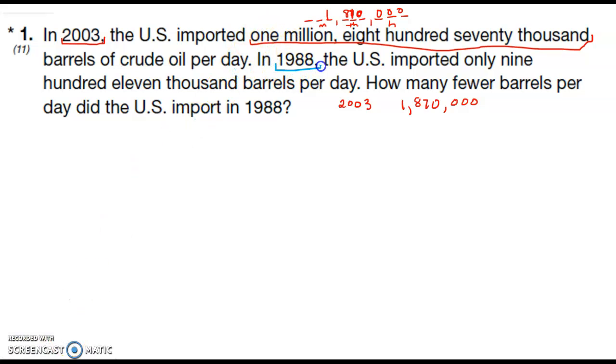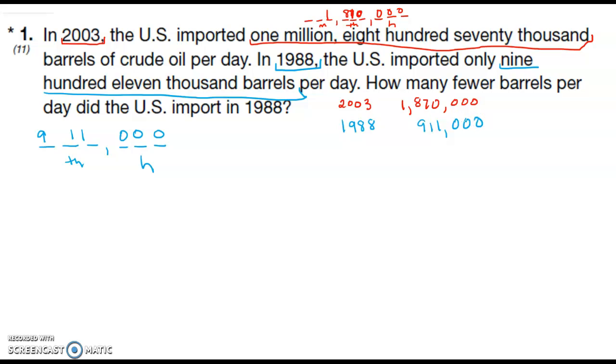Got it. Okay. I'm going to change colors to do 1988. So in 1988, the U.S. imported only 911,000 barrels per day. Okay, so 1988, if we do the same thing, this is thousands and this is hundreds, and it doesn't say millions, so I'm not going to put the millions in there. 911,000.